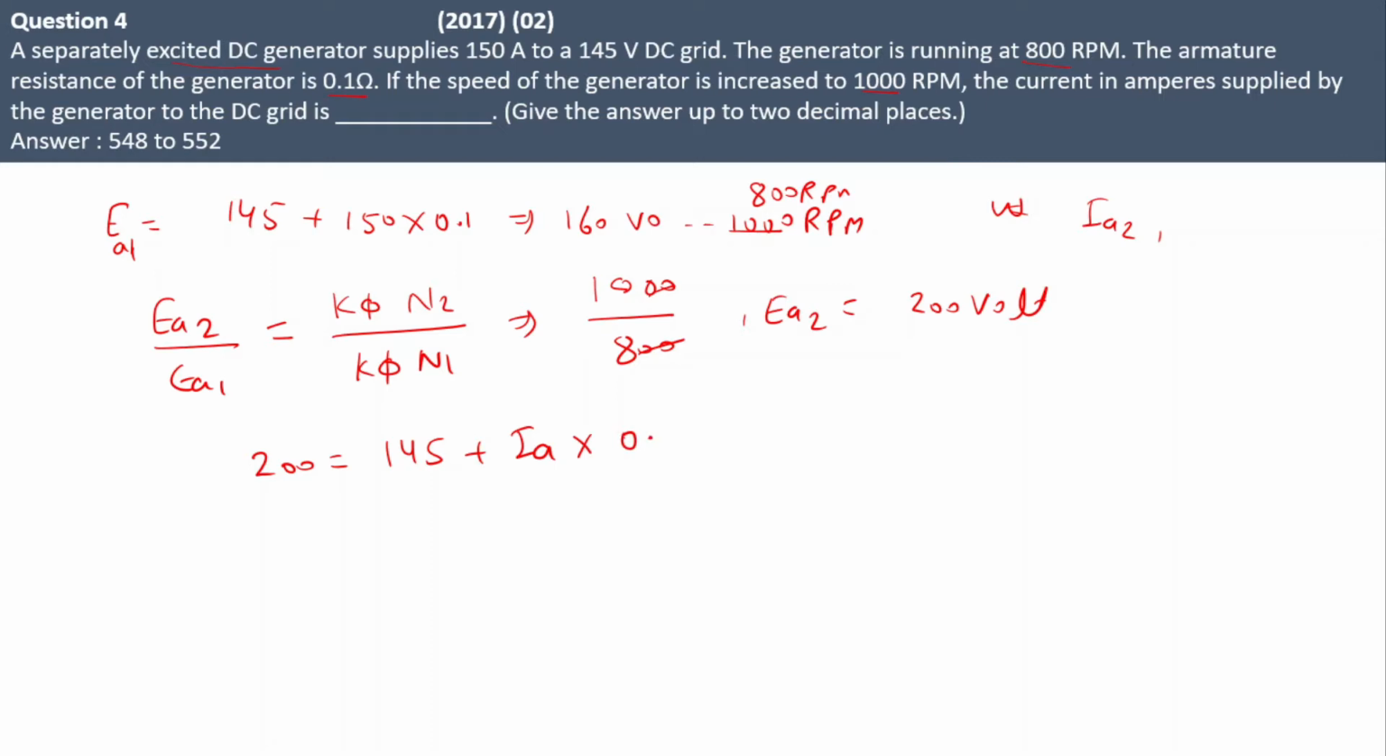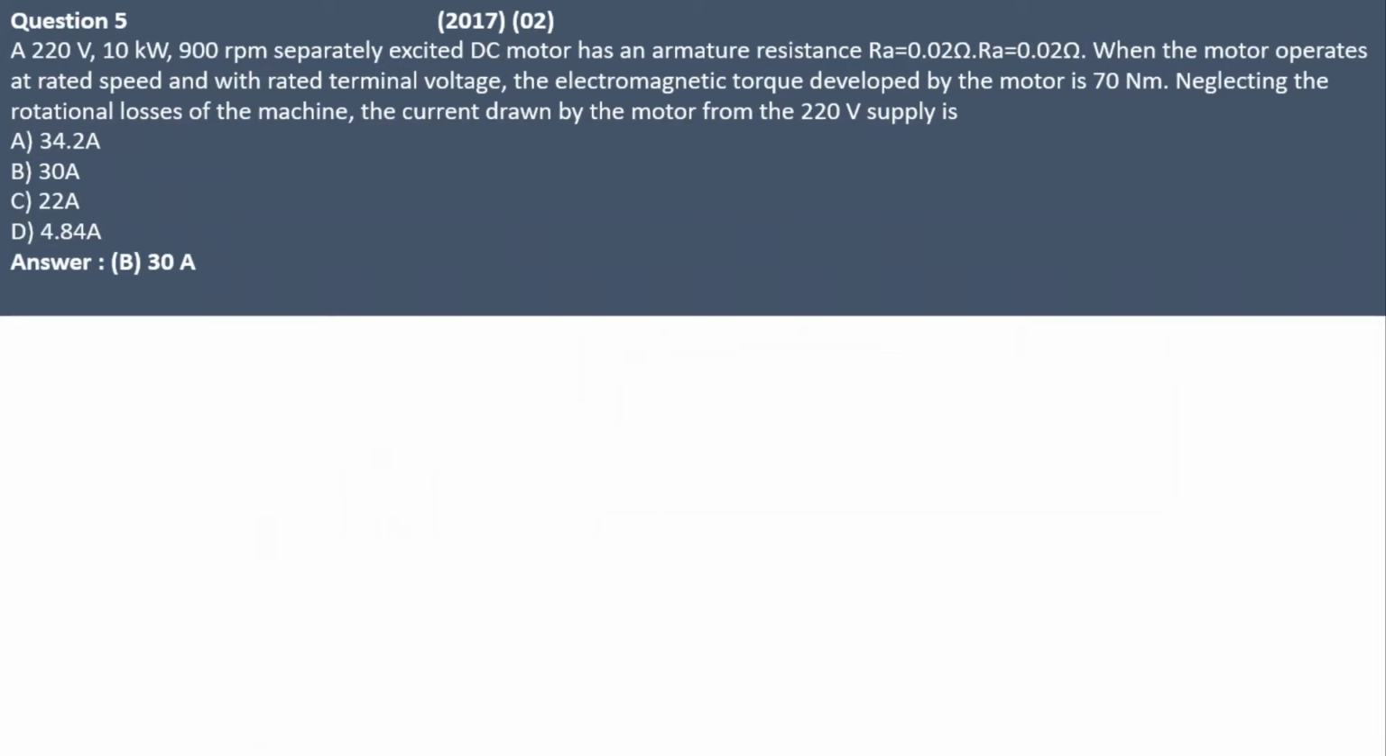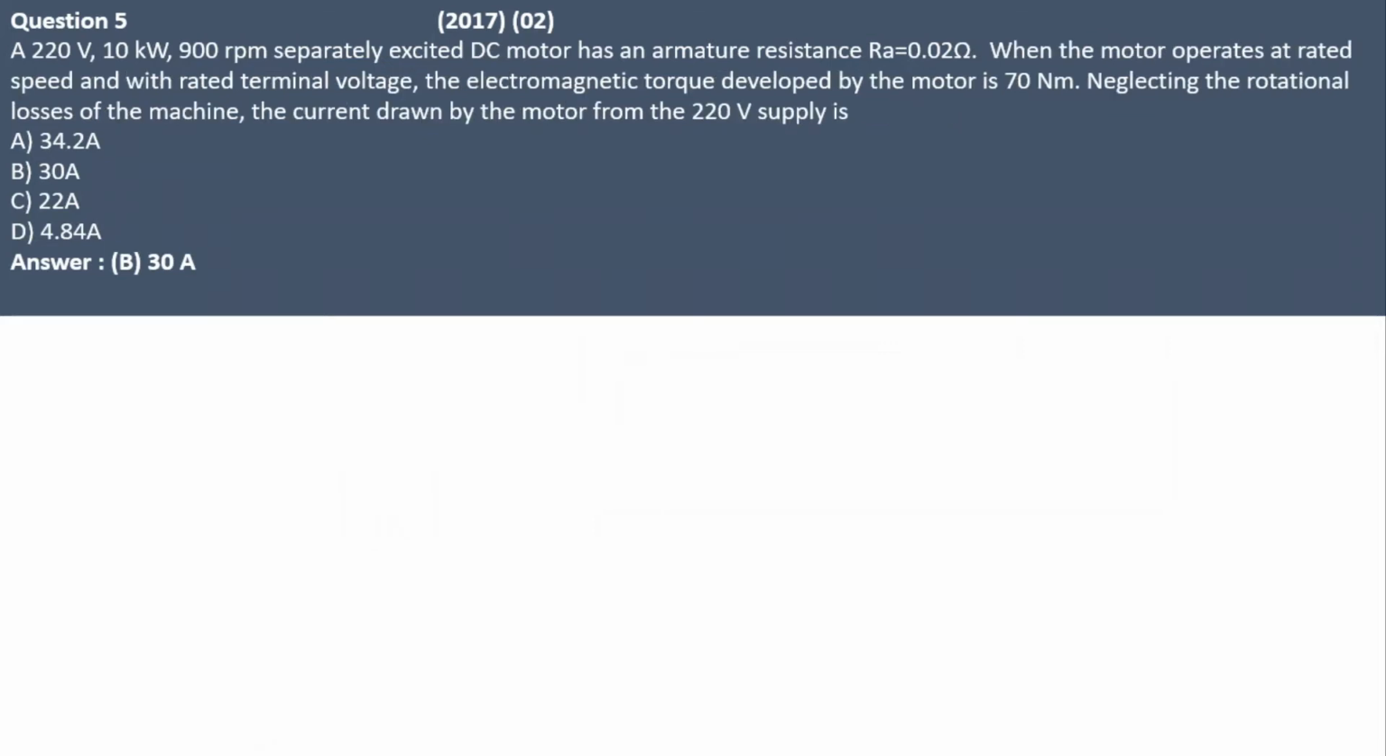It is 0.1. So Ia will be 550 amps. Okay, so next is this numerical, asked in GATE 2017 for 2 marks.